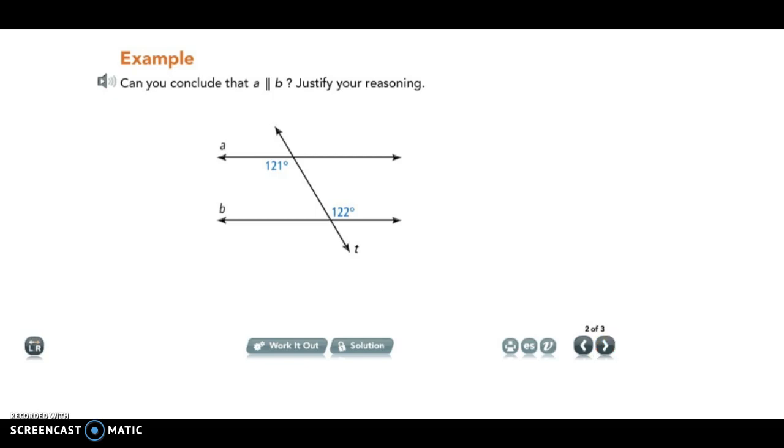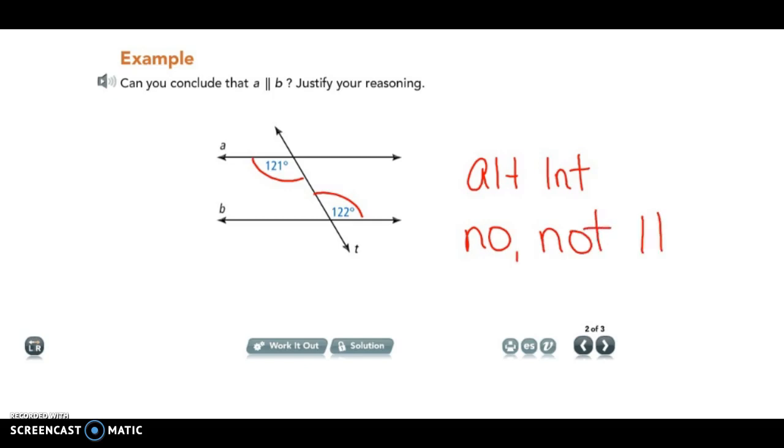So in this case, these two angles are on the inside and they're on opposite sides, so they are alternate interior angles. Alternate interior angles have to be congruent or exactly equal to each other if the lines are parallel. Well, 121 is not the same as 122. So, no, they are not parallel. And the parallel sign you can just remember because it looks like two L's, which is in the middle of parallel, but they're not equal because they are alternate interior angles and they don't equal each other.